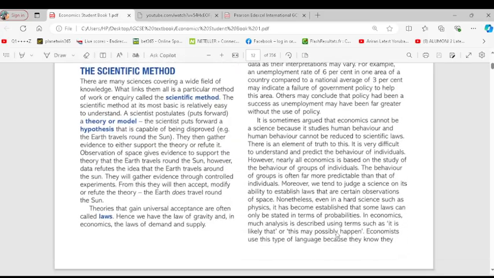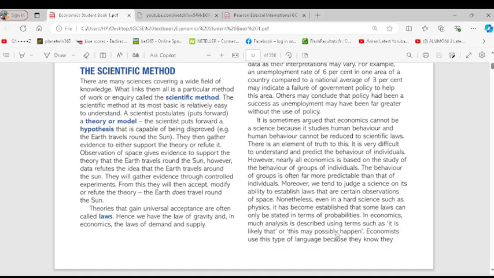The scientific method. There are many sciences covering a wide field of knowledge. What links them all is a particular method of work or inquiry called a scientific method. The scientific method at its most basic is relatively easy to understand. A scientist postulates, that is, puts forward a theory or model. The scientist puts forward a hypothesis that is capable of being disproved. Then they gather the evidence to either support the theory or refute it.